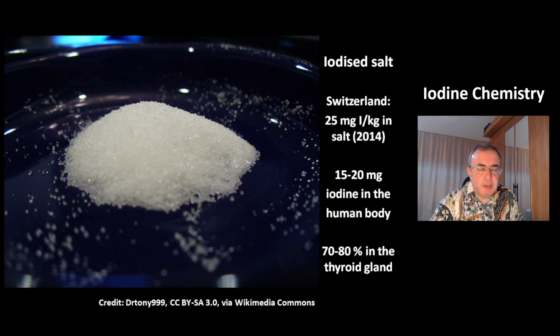This is a picture of iodized salt. As an example, in Switzerland, 25 milligram iodine was added per kilogram to salt in 2014. And this makes a lot of sense because it is an essential element. The human body has a reserve of about 15 to 20 milligrams of iodine, and 70 to 80% of this iodine is located in the thyroid gland.